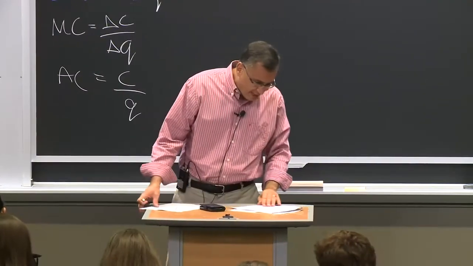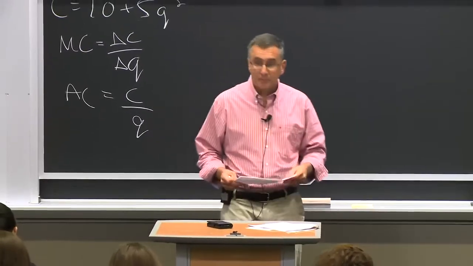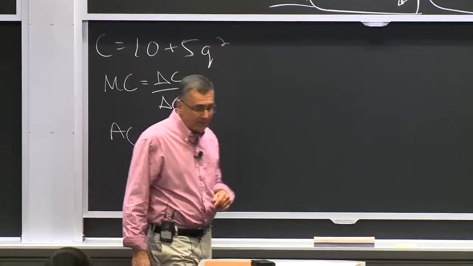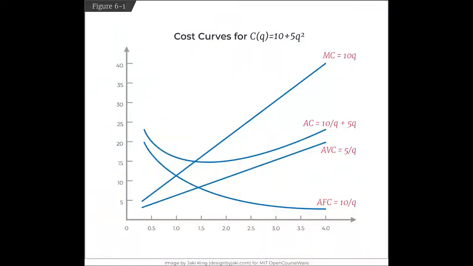So we can actually graph these in figure 6.1. Figure 6.1 shows the cost curves for this cost function I just wrote down, which comes from that production function. You can see that the marginal cost, as I said, is delta C over delta Q. Well, that's 10Q. So the marginal cost, the cost of producing the next unit, rises with the number of units, which makes sense. The cost has a Q squared term in it, so obviously the marginal cost has a Q term in it. Basically, the more units you produce, the higher your marginal cost.